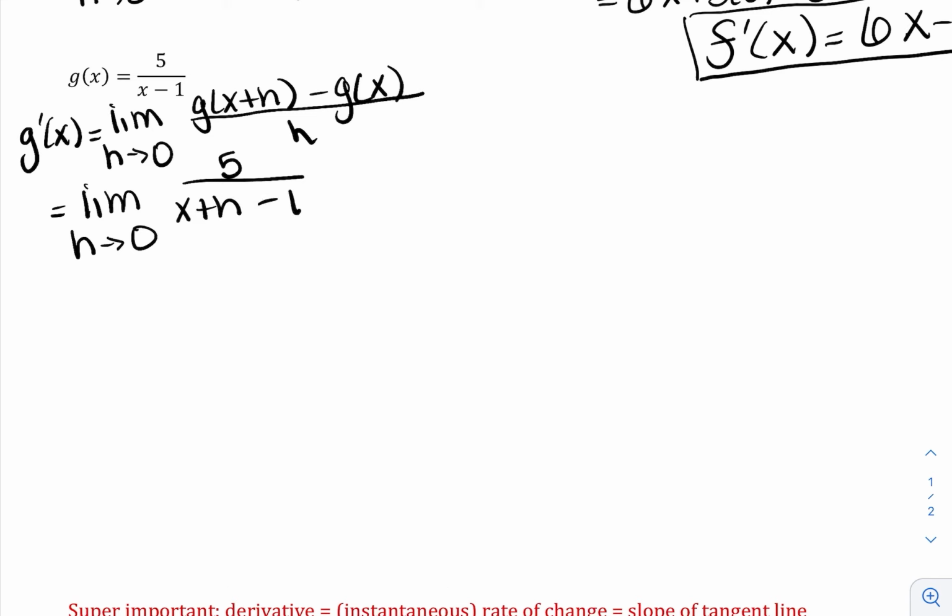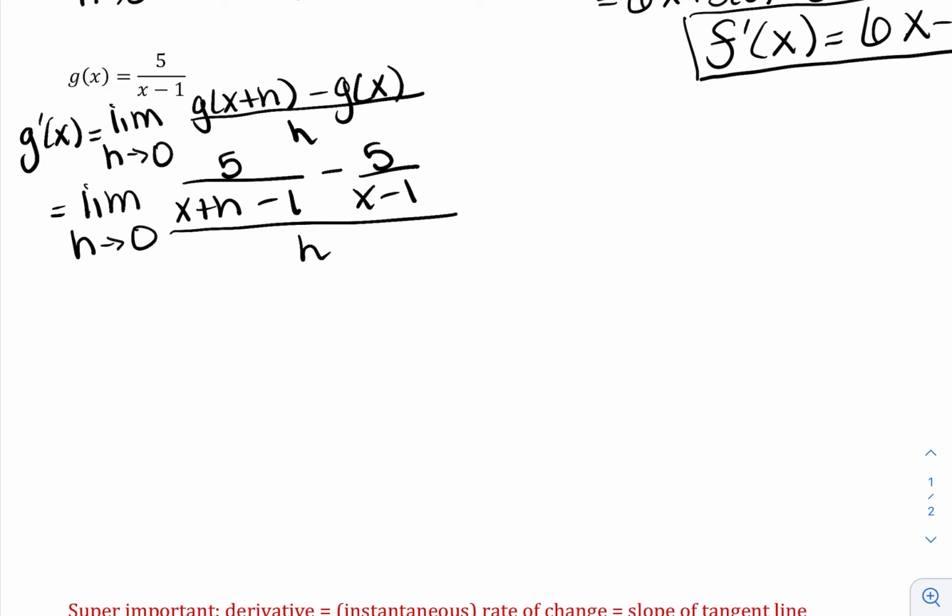I'm replacing the x with the x plus h, minus 5 over x minus 1, all over h. So this is called a complex fraction. If you haven't done that in a while in algebra, you can Google it, YouTube it, complex fractions. Obviously, I'm going to have to take care of it now, but if you'd like a few more examples.